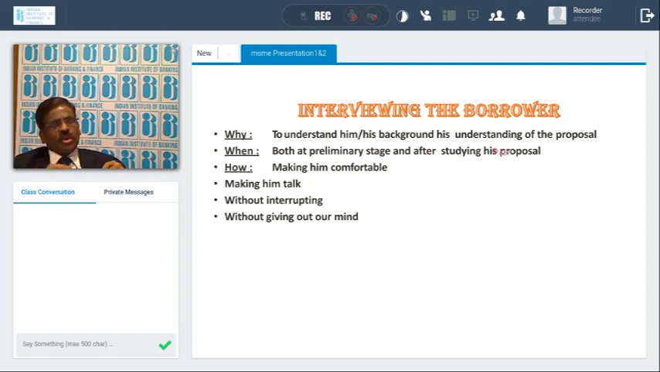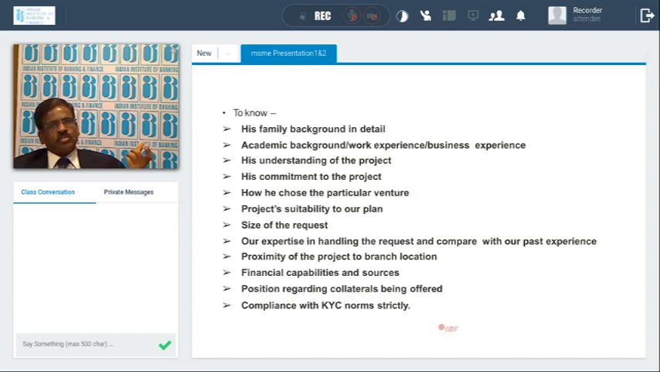Initially, you can have some discussion with the borrower. Later on, you can have full-fledged information, because you need to understand the project first. After analyzing the project, you interview the borrower once again, and you get as much information as possible. Give them the clues about what questions will be asked. Then you allow him to talk, because he is confident about his own product and himself. So he can give you a lot of information during the interview, more than what is given in the application.